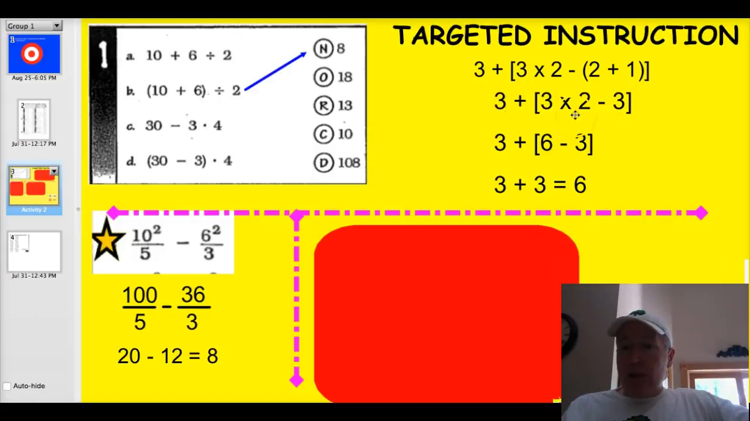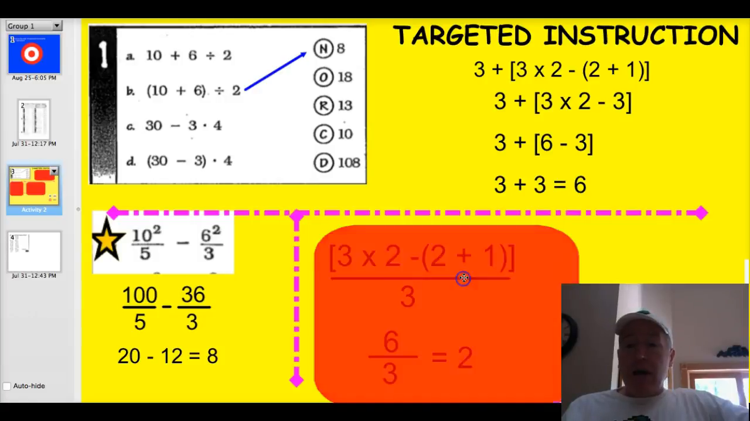Notice I wrote everything else just the way it was. Now, inside that bracket, I have to do the multiplication. So 3 times 2 is 6. Notice I rewrote everything just the way it was written before. Next, I stay within the brackets. 6 minus 3 is 3, so 3 plus 3 is 6.